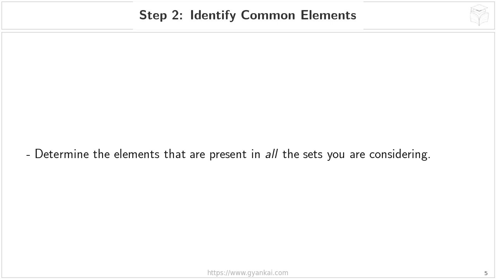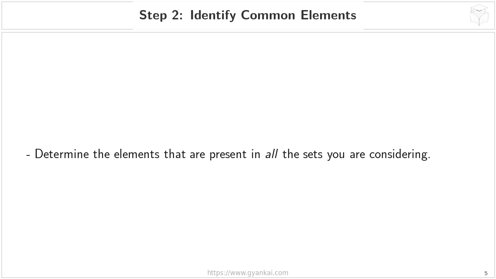Think of it like this. If you're trying to decide who can come to a party and you have a few requirements, they need to be on the guest list, they need to have RSVP'd, and they need to be able to bring a snack. Only the people who meet all 3 of those conditions can come. That's exactly what we're doing when we find the intersection.